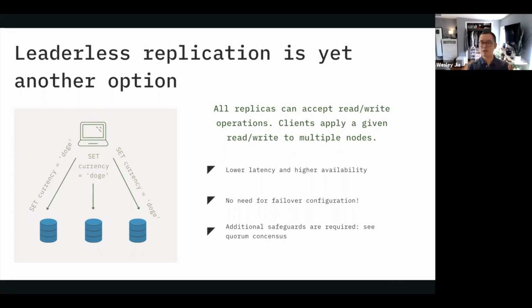There are some rules around that. There are additional safeguards that introduce some complexity. If you're interested in that, you can check out a topic called quorum consensus, but we won't go into that for the scope of this tech talk.